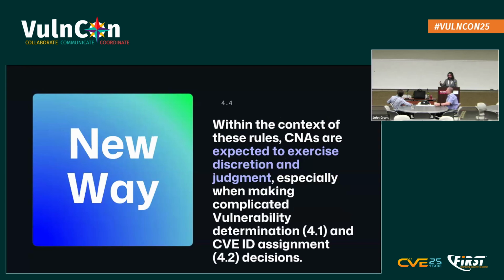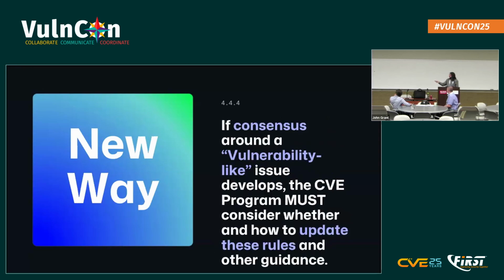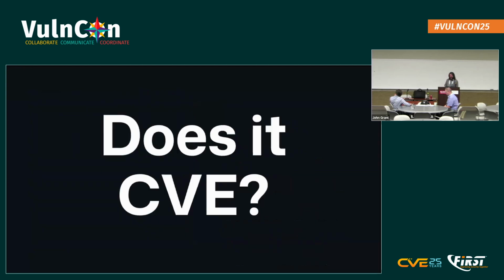The new rules specifically emphasize that the CNA needs to use their own judgment on whether or not a CVE is appropriate. And according to the rules, if there's a vulnerability-like thing and there's a consensus around it, then those vulnerability-like things should get added to the rules. All right, so I'm going to run through some scenarios and ask whether or not it should get a CVE.